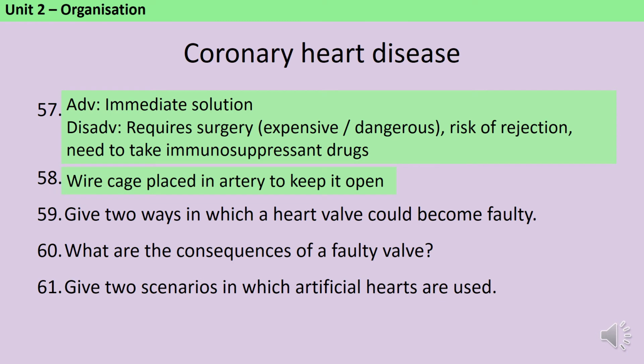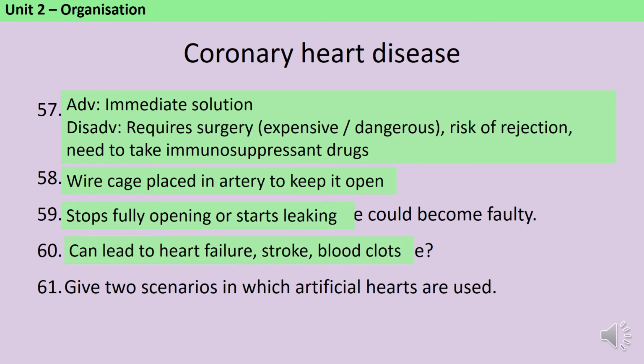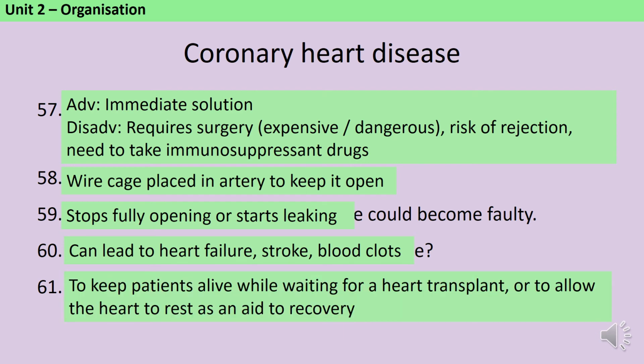People's valves could become faulty if they stop fully opening or if they start leaking, and this can lead to heart failure, strokes, and blood clots. Two instances in which we might use an artificial heart are to keep patients alive while waiting for a heart transplant, or to allow the heart to rest as an aid to recovery.